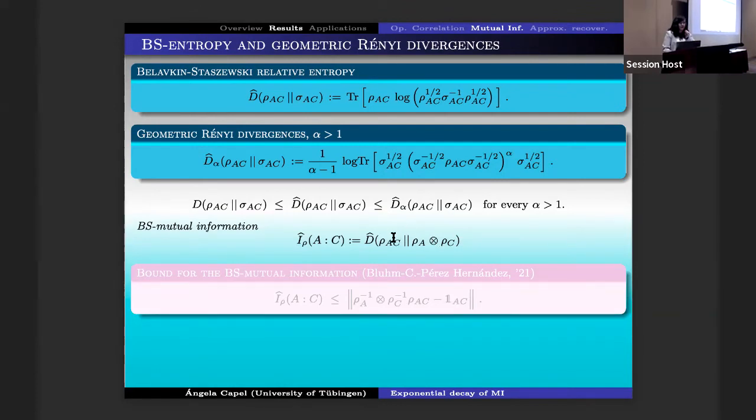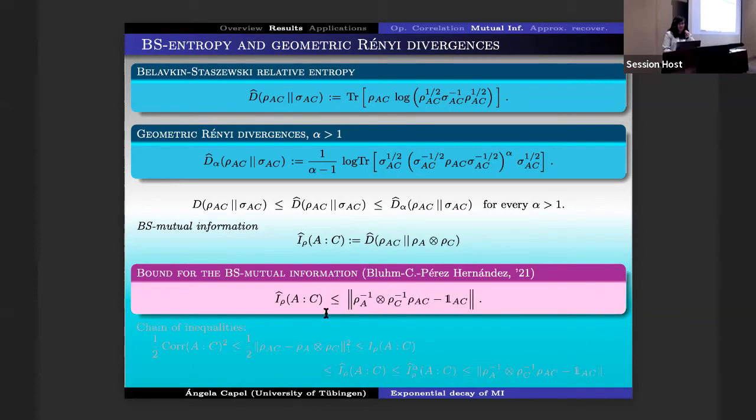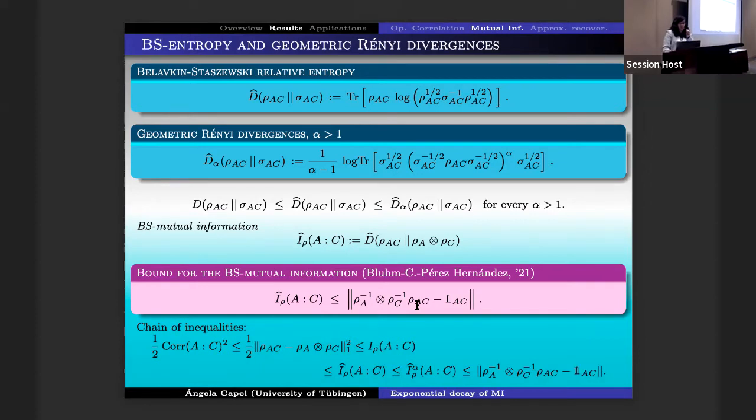And what we prove here is actually that the BS mutual information is bounded by the quantity that I write here: multiplying a state rho_AC by the inverse of the tensor product of its marginals between A and C, and seeing how far this is from the identity. So seeing essentially how far rho_AC is from being a tensor product between A and C. And if you put together all the inequalities that I mentioned in the previous slides, you have the chain of inequalities that I write here. And as you can imagine, what we are going to bound now is the term that I wrote here on the right-hand side.